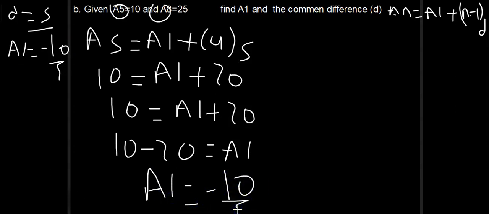So now we're done. We find the value of D. We also find the value of A1. So we're done. You can also use the other one, but you're going to get the same answer. You can try it if you want to. So now let's go to some other type of example.